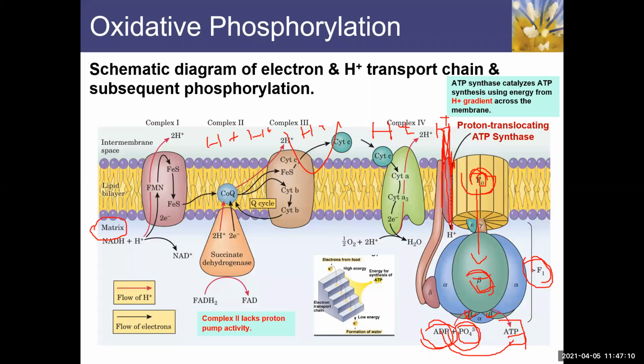You simply need to know how the ATP is produced, right? So in short, the energy stored in these protons will drive this component. They will make the conformational change in the F0, which will further make the conformational change in the beta subunit of the F1, which will cause a phosphorylation of the ADP, and that's how the ATP is produced. With that, we finished the last part of the oxidative phosphorylation.